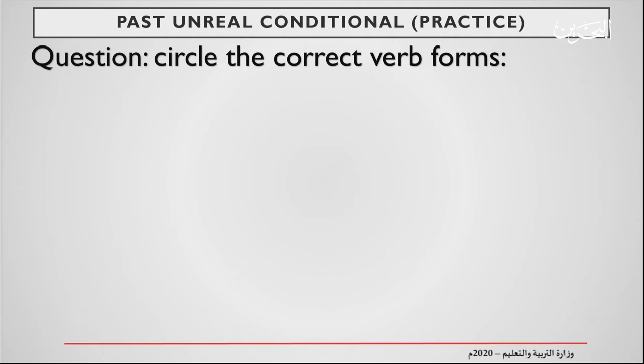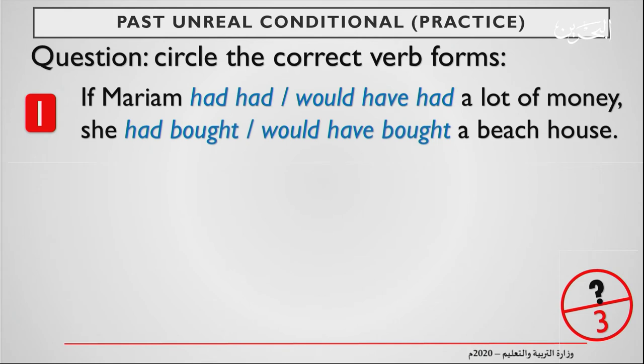Circle the correct verb forms, and you have a mark of three. The first one: if Maryam had had or would have had a lot of money, she had bought or would have bought a beach house. You have 5 seconds. Let's check the answer. The answer for the first clause is: if Maryam had had a lot of money, she would have bought a beach house. Give yourself a mark of three.